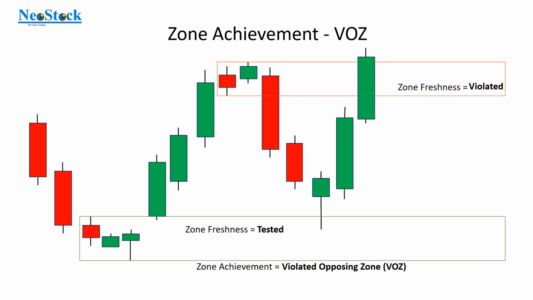The opposite side is always a supply zone for a demand. For a supply, the opposite side is always a demand zone. You should not forget that point. So if a supply zone is violated, the demand zone gets the achievement. If a demand zone is violated, the supply zone gets the achievement. But the condition is the immediately available demand zone or supply zone. That gets the achievement, not the next demand zone or the next supply zone. The immediately available one. You should not forget this point.